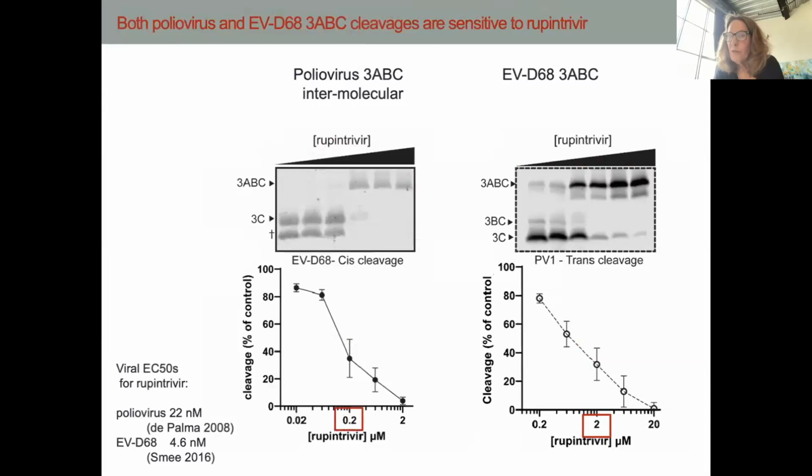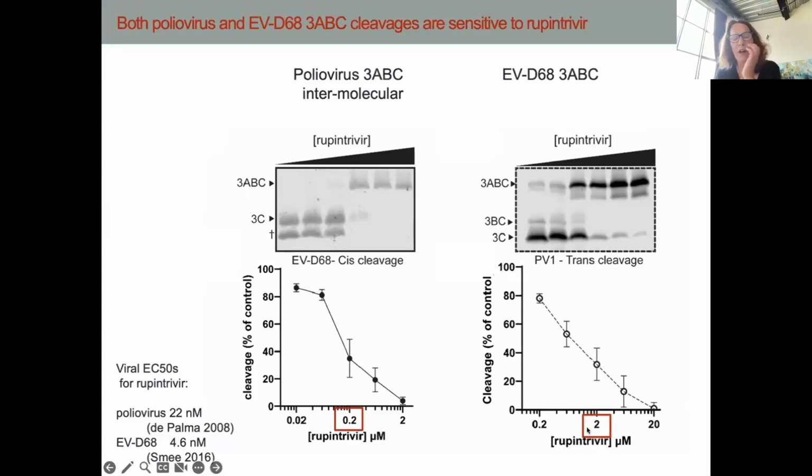What is the effect of ropintervir, an inhibitor of 3C, on these cleavages? Well, here it is inhibiting the intermolecular cleavage of poliovirus 3ABC, and you see that it inhibits. It has an EC50 of about 0.2 micromolar. And here it is inhibiting the intramolecular cleavage of AViDD68 3ABC. It also inhibits pretty well, but about 10-fold less well than this.